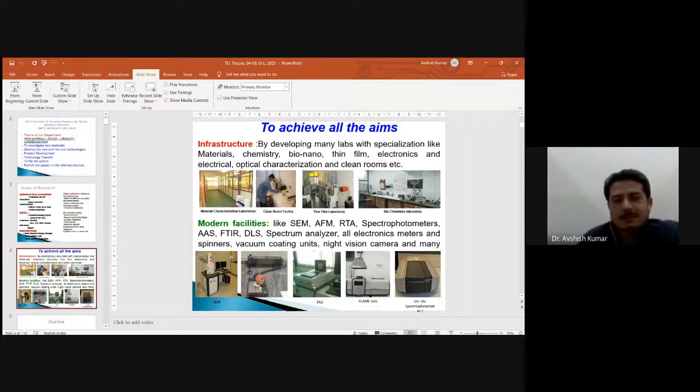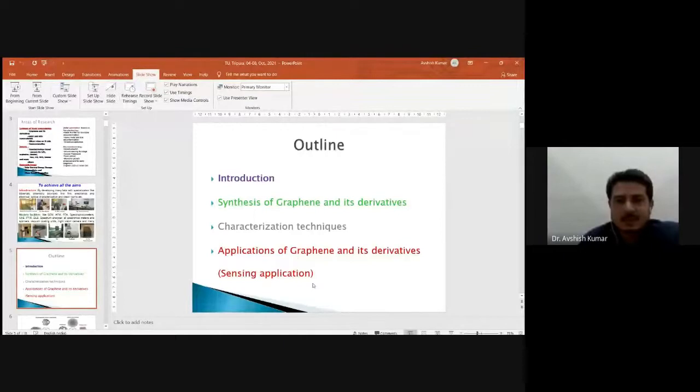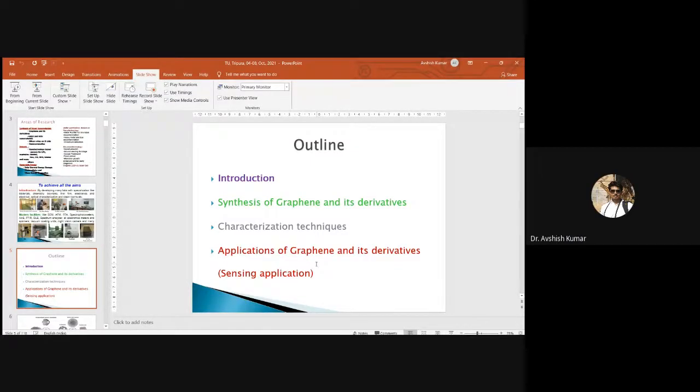So this is the outline of my talk. First I will discuss the introduction about graphene, its properties, applications, and the synthesis techniques. I will discuss the synthesis of graphene and its derivatives, particularly graphene oxide, reduced graphene oxide, and then graphene nanoribbons, which are basically a quasi one-dimensional structure. I will discuss that a little because we are working on graphene nanoribbons also. Then characterization techniques: SEM and TEM, Raman, XRD. Then applications of graphene nanoribbons, their derivative or composite based nanostructures, but particularly I will discuss the sensing application part.